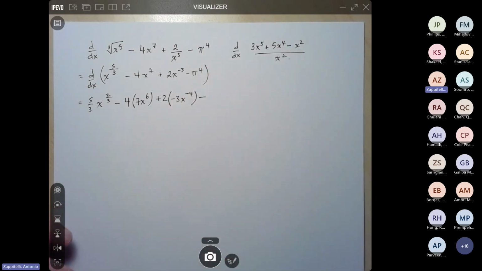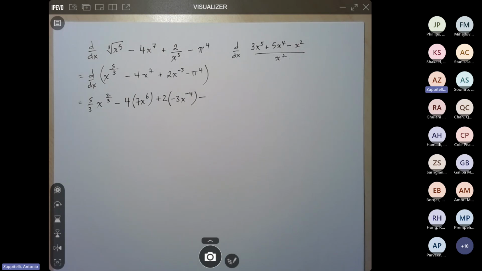And what's the derivative of pi to the 4? So who can give me, finish it off? Who can give me that one? What would the derivative of pi to the 4 be equal to? Darn, I was hoping somebody was going to fall for my trap here.